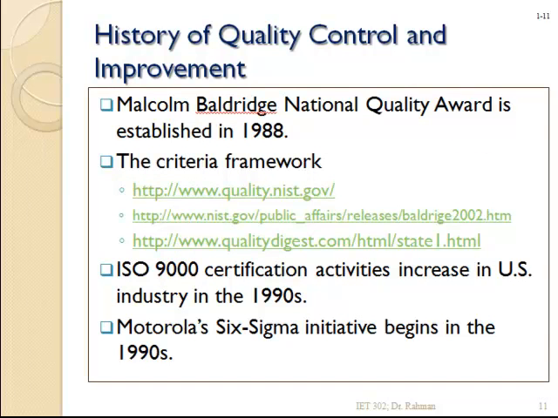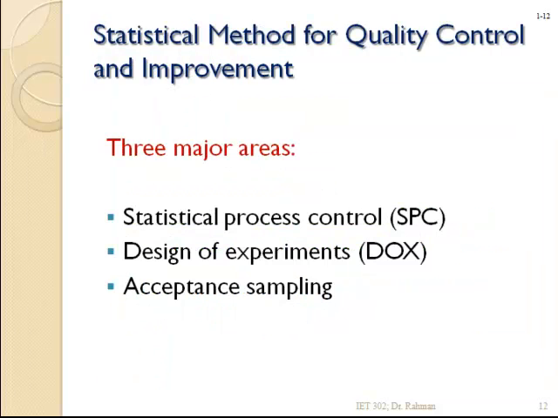And then there are some awards to encourage industries to adopt quality control policies. The Malcolm Baldrige National Quality Award was established. And after that, around the 1990s, ISO 9000 certification became popular, and companies wanted to achieve this certification by maintaining their quality design and quality aspects.